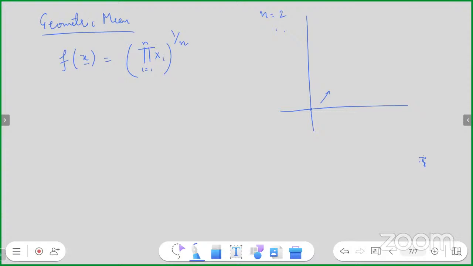Okay, so let's try to do this just for n equal to 2. This actually works. Whatever is going to work here is going to work for all n. So this is essentially d by dx1 of, just writing it in to make sure that I don't make a mistake.